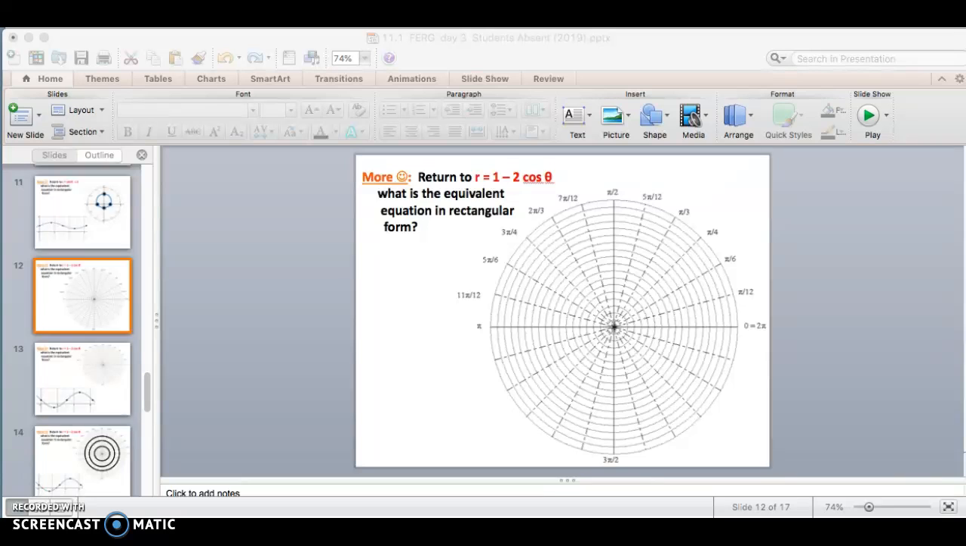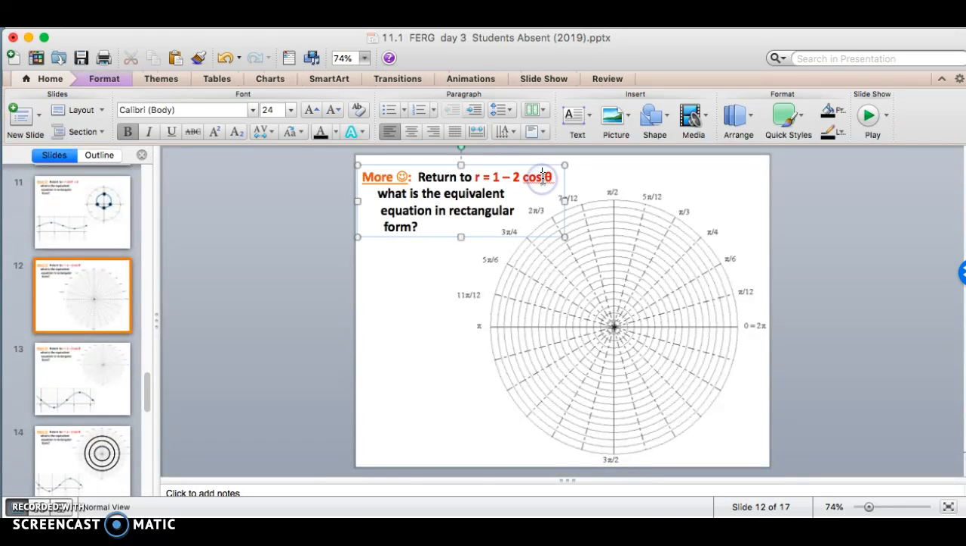So let's go ahead and do our last equation together, r equals 1 minus 2 cosine theta. But as I'm doing this, I realize that I actually did sine theta, so let's go ahead and change that to sine theta, just for ease on my end because I have everything ready to go.